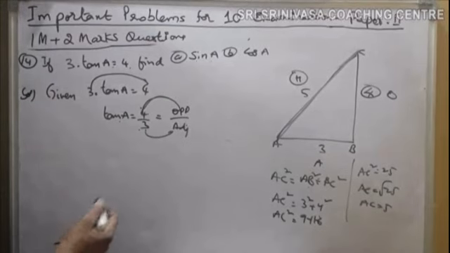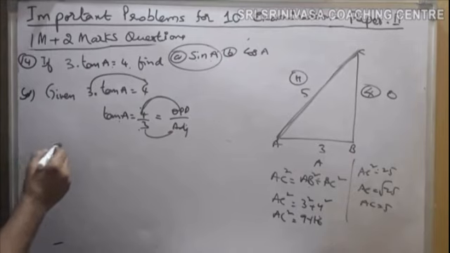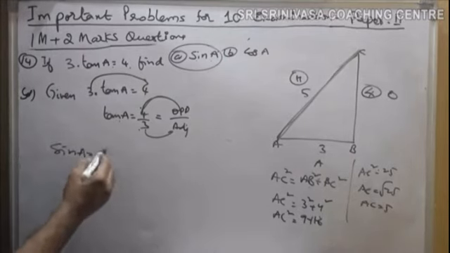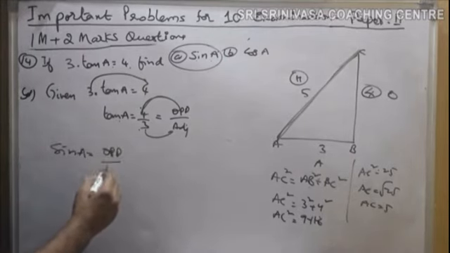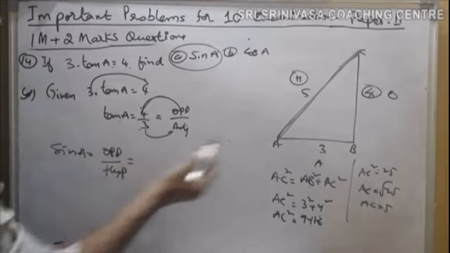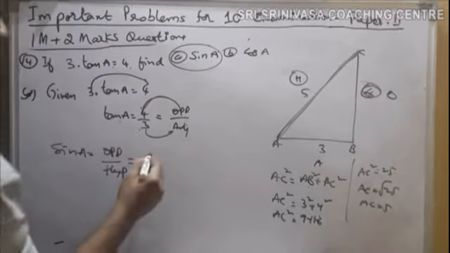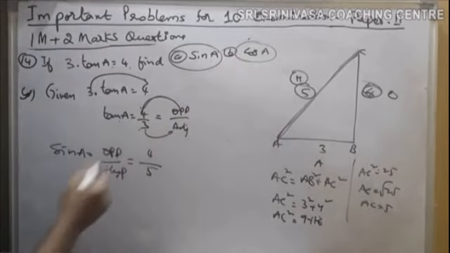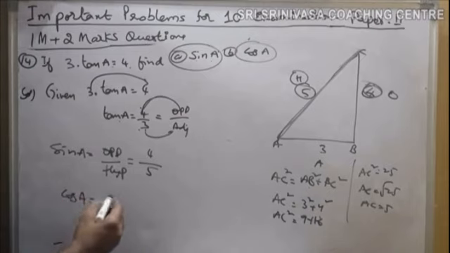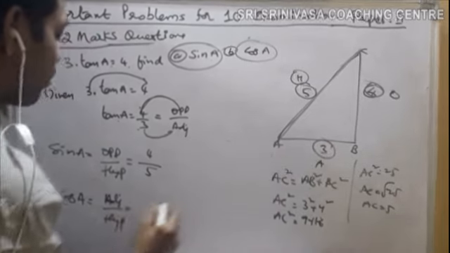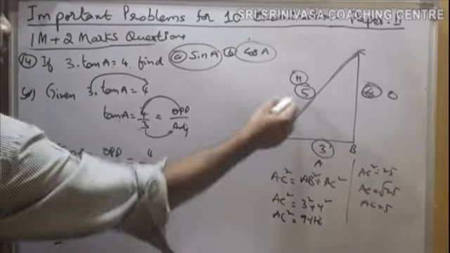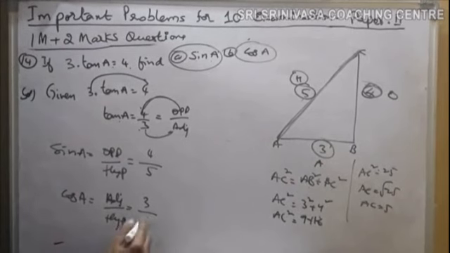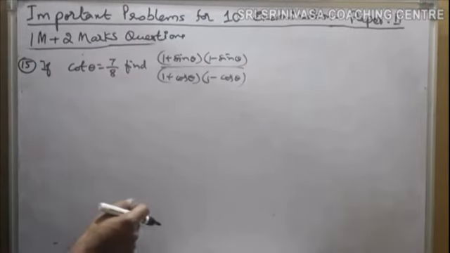So once you know the third side, let's go for the first question. The first question says sin A. The sin A already we know, sin A is nothing but opposite by hypotenuse. The side opposite is here 4 by the side hypotenuse is 5. Now I'll go for the second question, cos A. Cos A says adjacent by hypotenuse. Here the adjacent value is 3 and hypotenuse value is 5. So let us go for the next question.